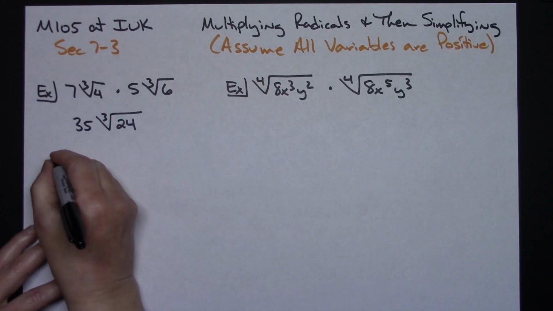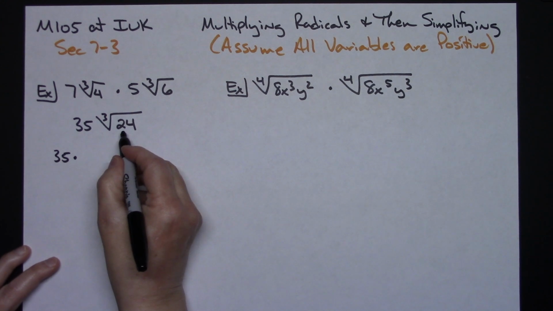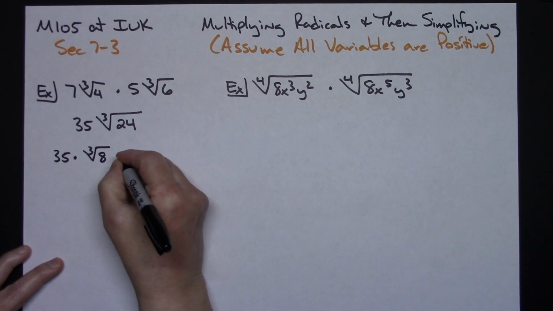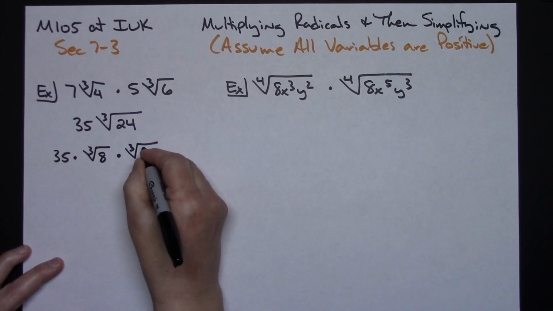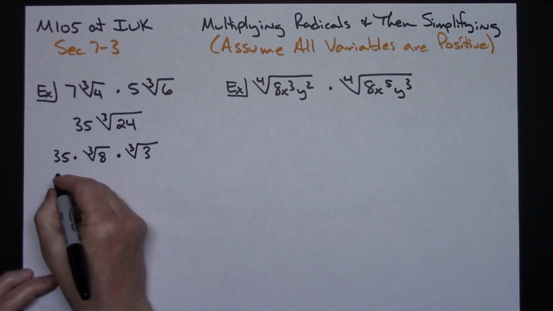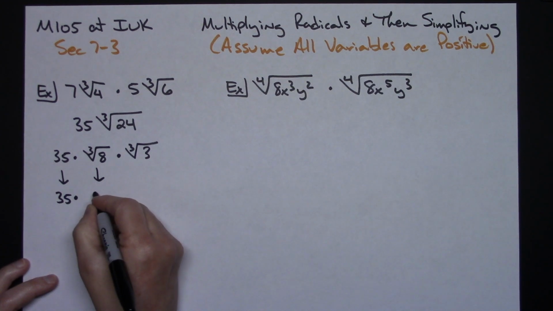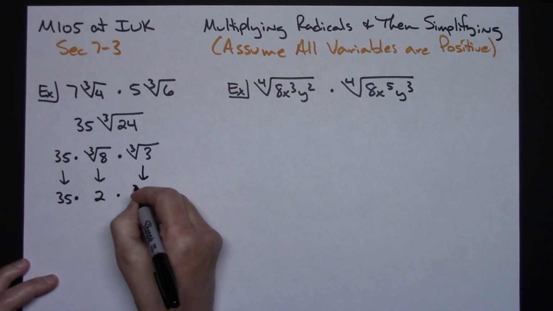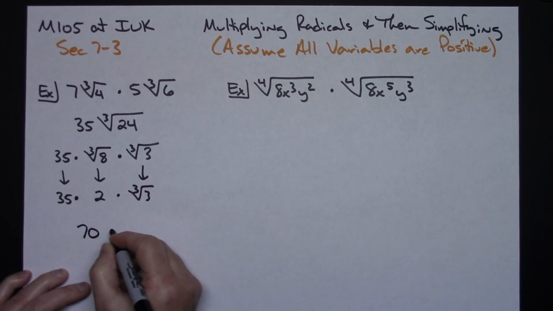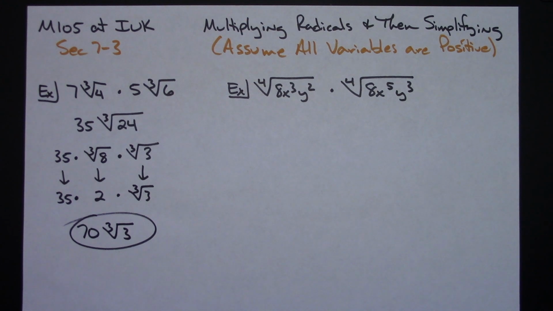So that 35 is going to stay out in front. We said the biggest perfect cube that goes into 24 is 8, so I have the cube root of 8. 24 divided by 8 is 3, so that means I also have a cube root of 3. These two put together equal that, so I'm simplifying this. That 35 I'm just going to keep. I'm going to take the cube root of 8, which is a 2. And this cube root of 3 I can't do anything with, so I'm just going to keep it. I can multiply these two out in front to give me a final answer of 70 cube root of 3. So that one was pretty straightforward.